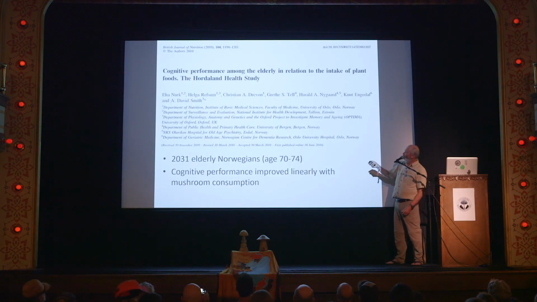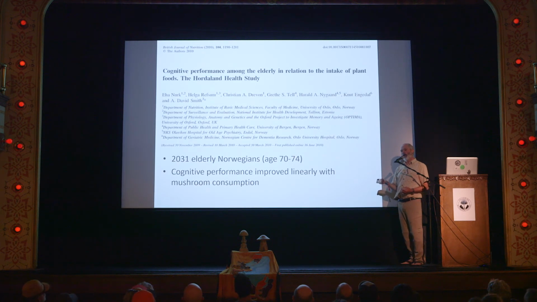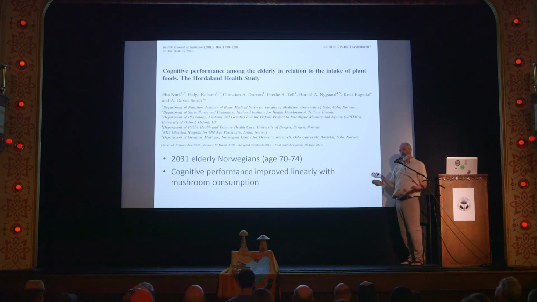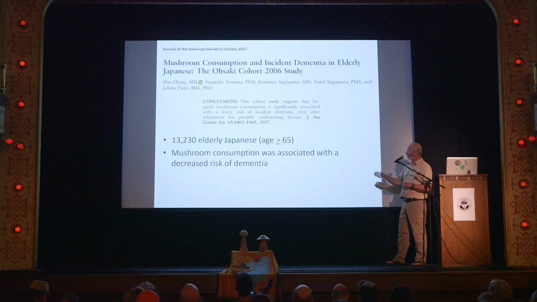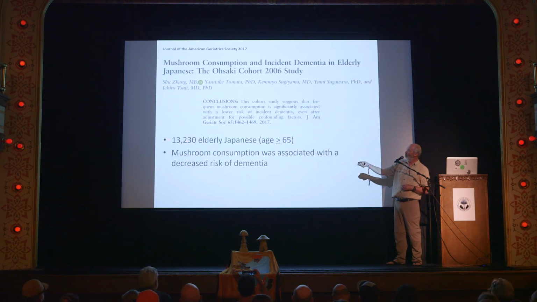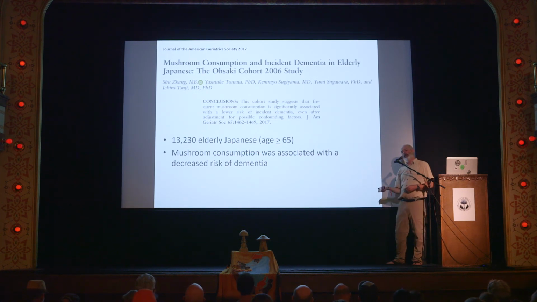So here's a study out of Norway. They looked at 2,000 elderly Norwegians. And it's not quite looking at the same thing. They're not looking at mild cognitive impairment now, but they're doing a measure of cognitive performance, and that improved linearly with mushroom consumption. So the more mushrooms people ate, the better they did on whatever these cognitive performance measurements were. And here's another study out of Japan, where they looked at a very large number, 13,000 elderly Japanese, and again, the more mushrooms you ate, the lower your risk of dementia.